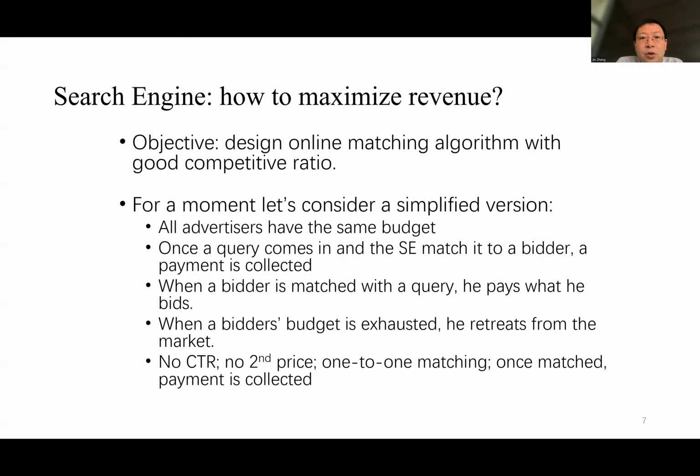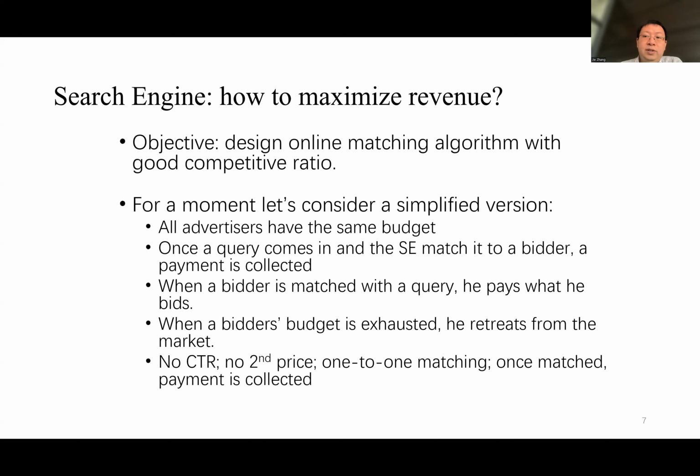To introduce the benchmark algorithms, let's start with a very abstract and very simplified version. In this case, all advertisers have the same budget. Once a query comes in and the search engine matches it, a payment is collected. When a bidder is matched with a query, he pays what he bids. When a bidder's budget is exhausted, he retreats from the market. And there's no click-through rate, no second price, and one-to-one matching. And once it is matched, the payment is collected.